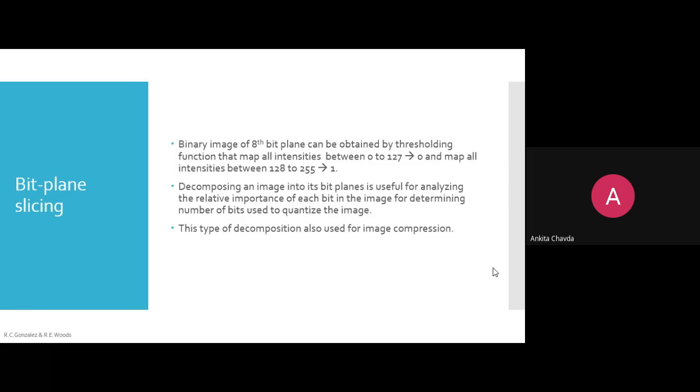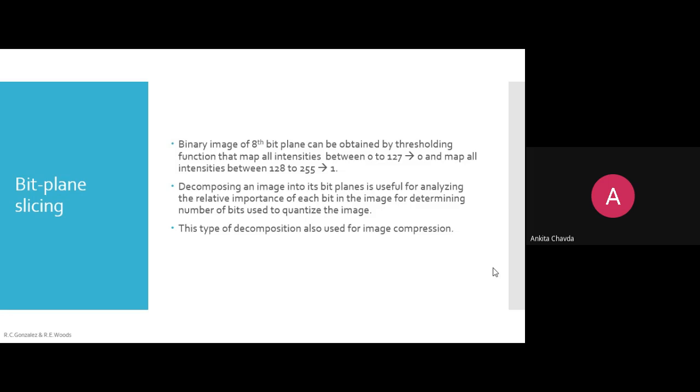Decomposing an image into its bit planes is useful for analyzing the relative importance of each bit in the image and for determining the number of bits used to quantize the image. You know sampling and quantization, right? So how are we doing this quantization? We are mapping the intensity value to a digital one, right? And your sampling means what? You are locating your x and y, right?